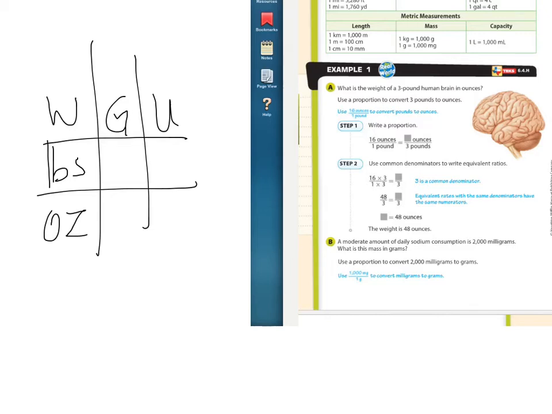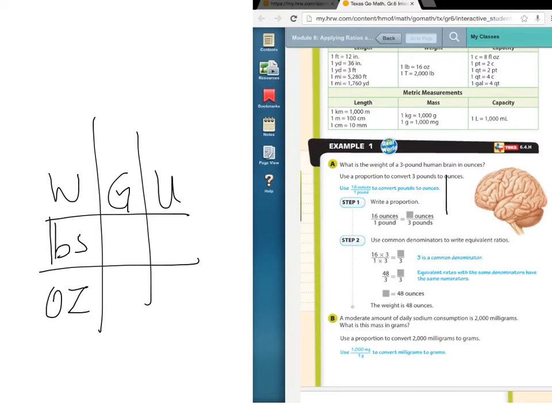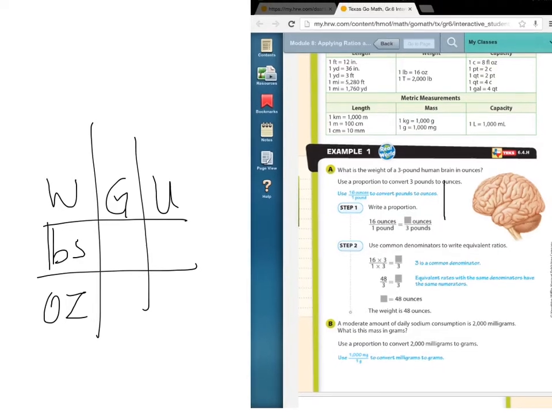Now, the given, you're going to have to go find it on the little paper that we give you to get all this stuff from. Pounds and ounces is where? Right here. Pounds and ounces. Okay, so 1 pound is 16 ounces, and they're saying it's a 3-pound brain. So we're going to put the 3 up here.